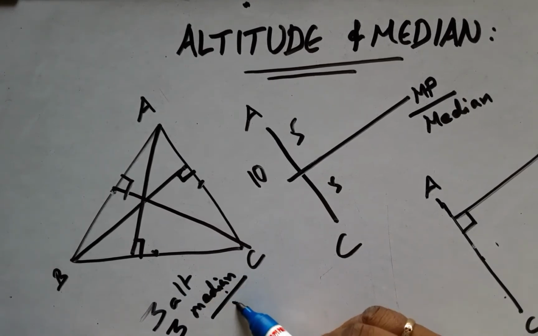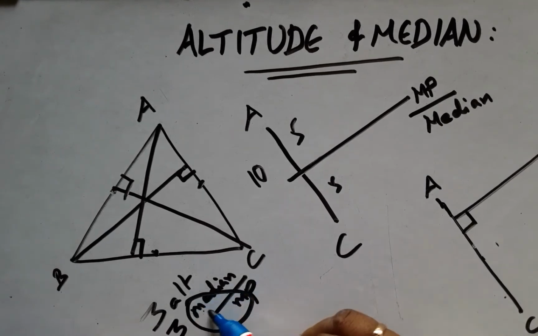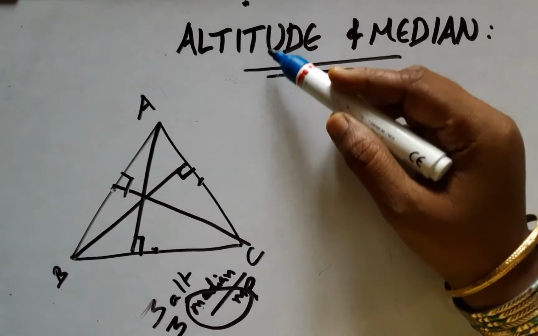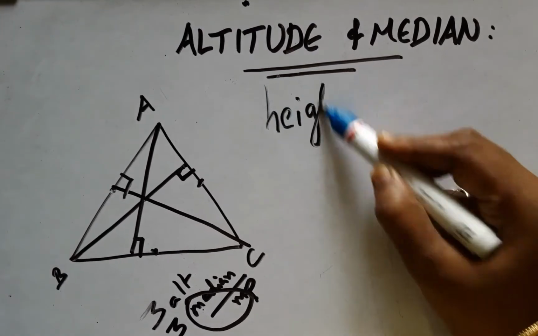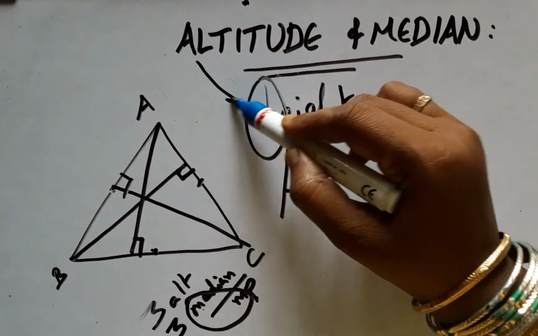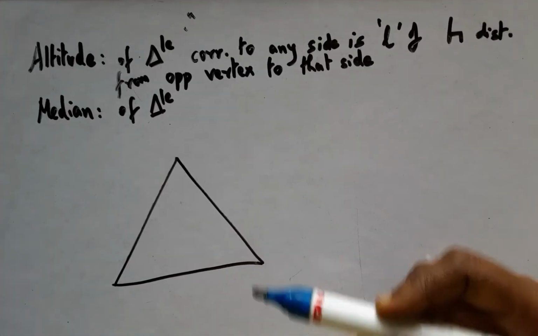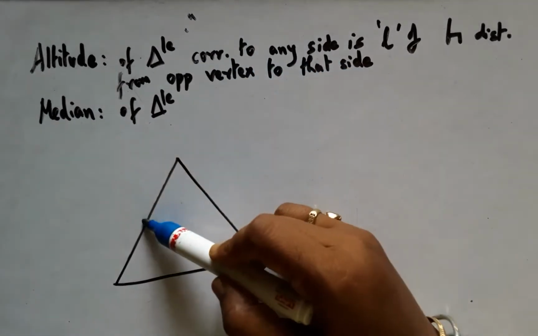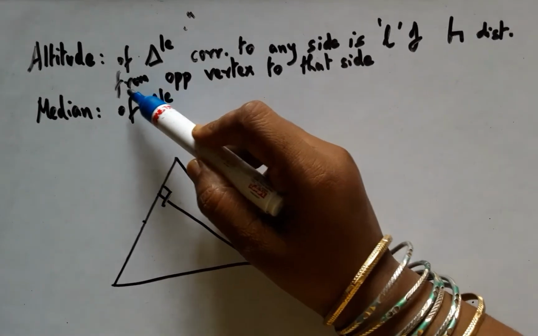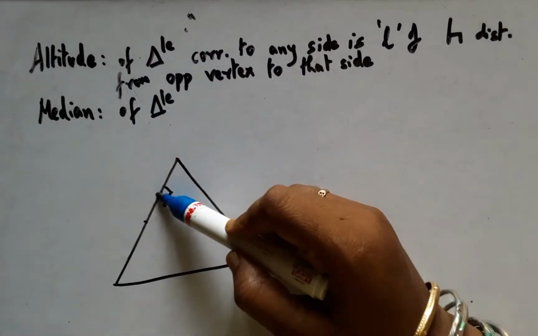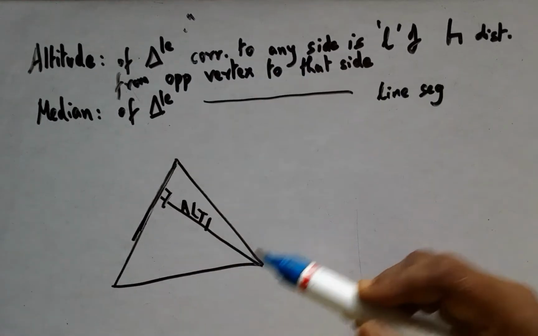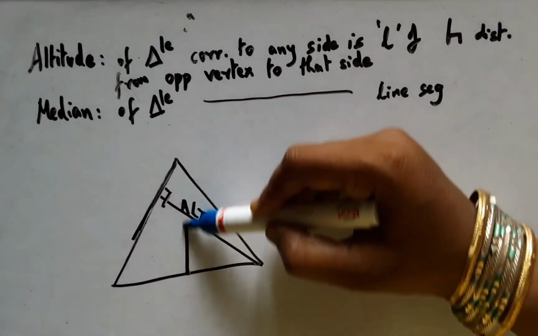The trick is: median, M carries the M, the midpoint. And altitude, the free translation of the word altitude means height, and you can see that height itself bears the perpendicular. So these are the tricks to remember altitude and the median. The altitude of a triangle corresponding to any side is the length of the perpendicular distance from the opposite vertex to that side, and the median of the triangle corresponding to any side is the line segment joining the midpoint of that side to the opposite vertex.